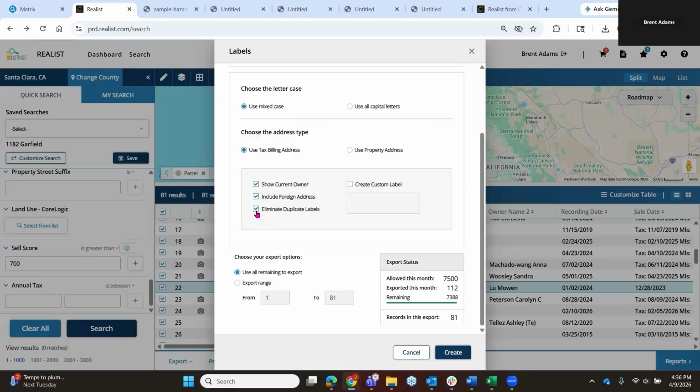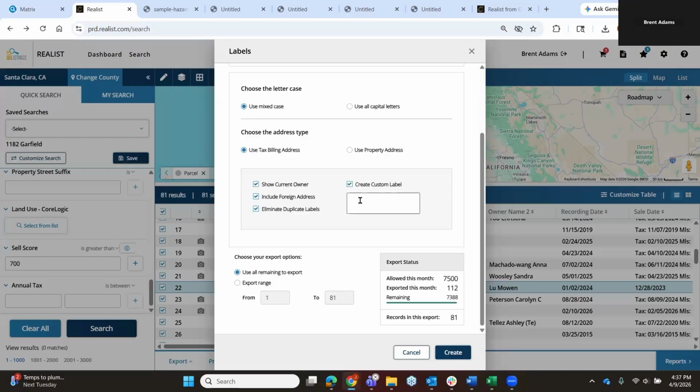If you're doing a mailing like this, inevitably you're going to come across a landlord that owns multiple properties in that area, or maybe even a builder. We can eliminate those duplicate labels simply by you checking that box right there. We'll figure out who owns multiple properties and only generate one label for them for as many properties as they own. You can even create a custom label.